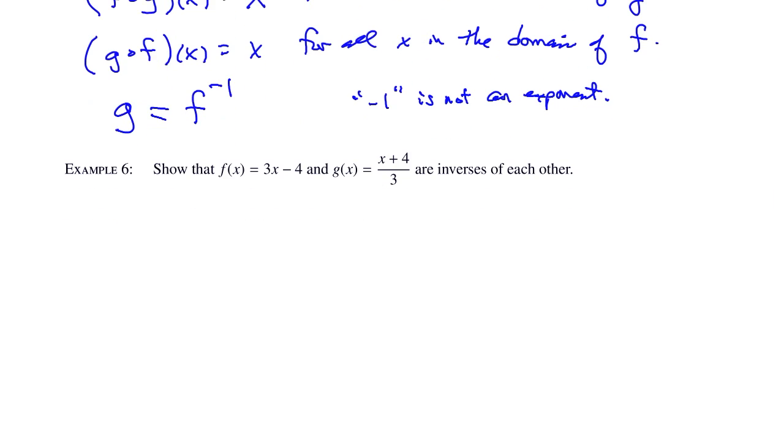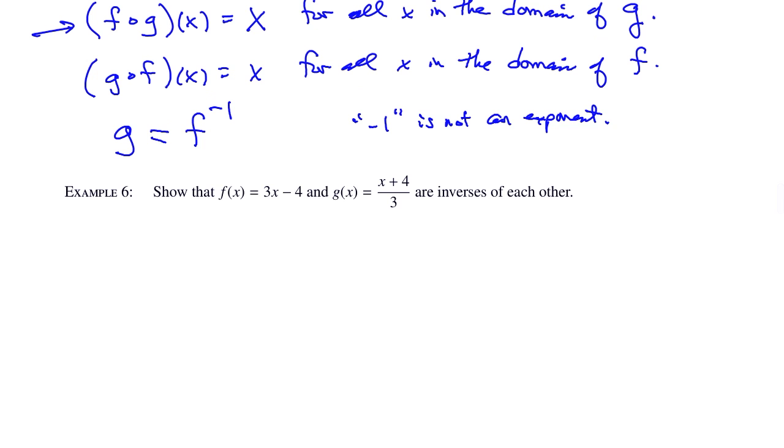Example 6. Show that f of x is equal to 3x minus 4 and g of x equal to x plus 4 over 3 are inverses of each other. So to show that we have inverses, we're going to run these two rules. We'll take the compositions both ways, and then we just need to ensure that we end up with exactly x on the other side.